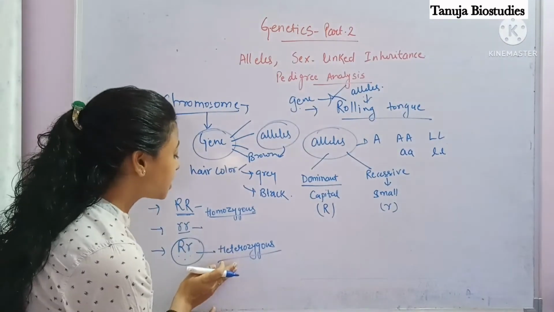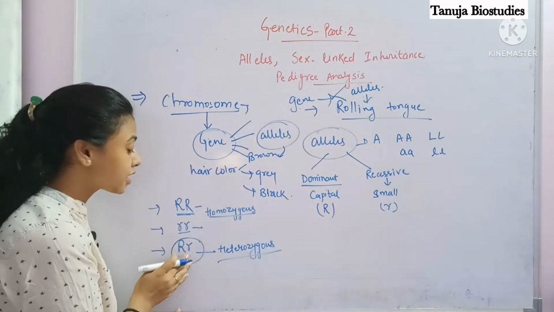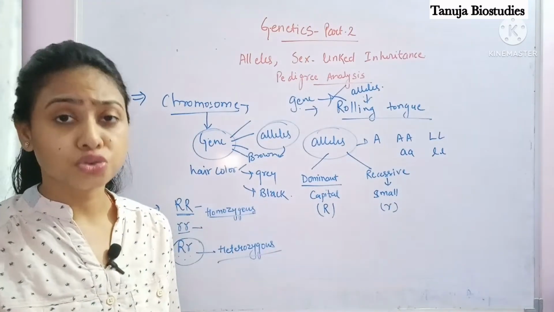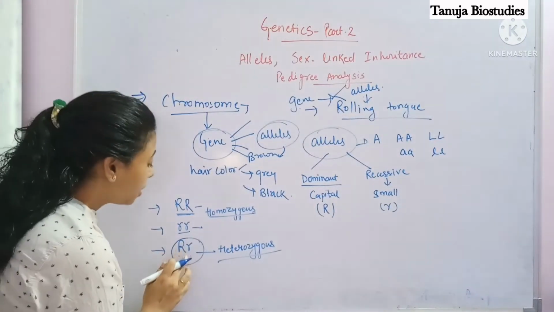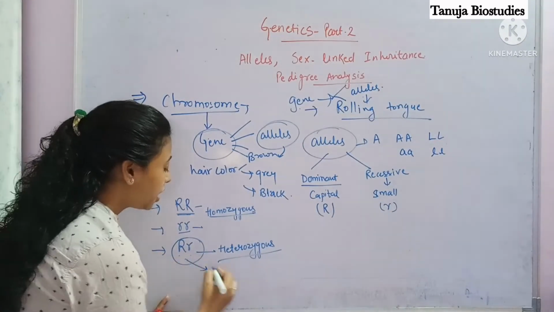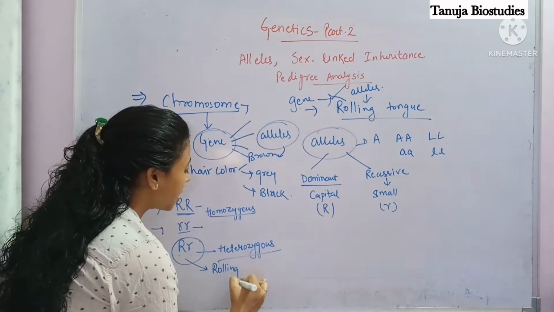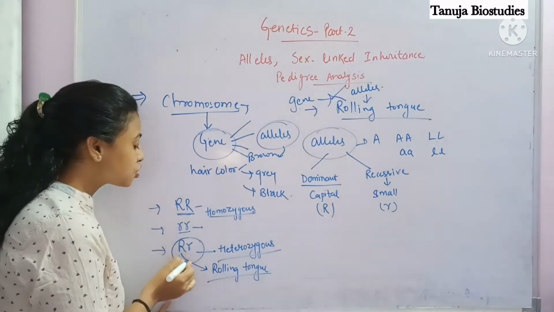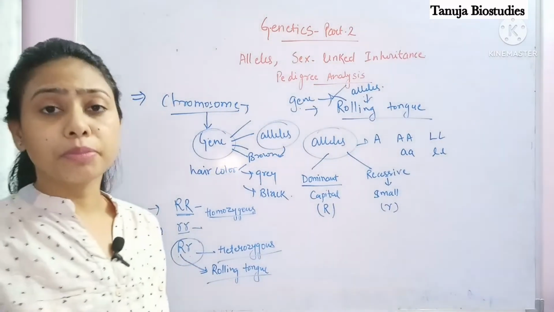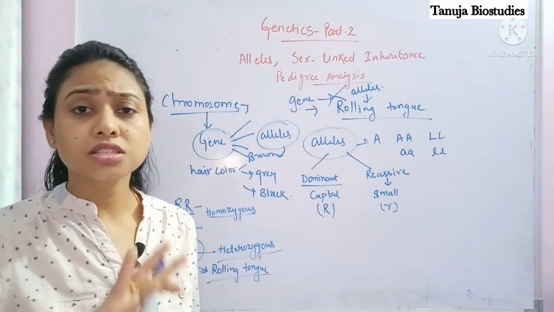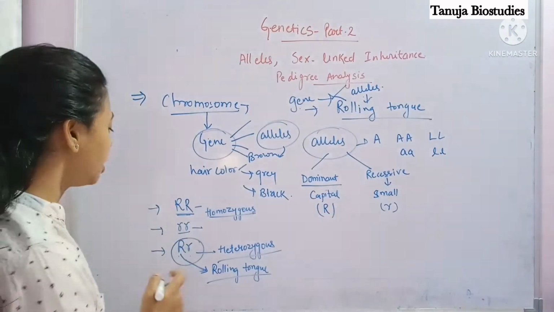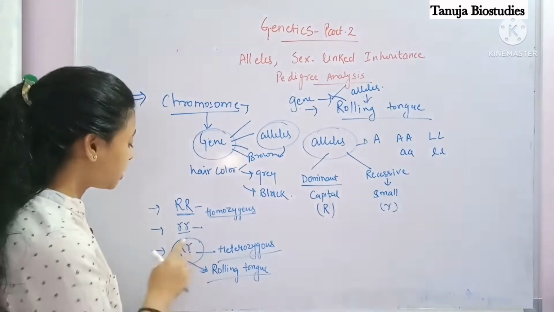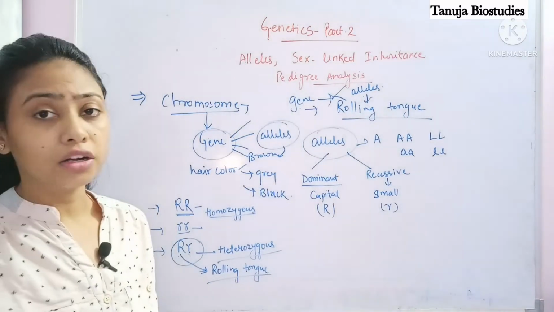So in heterozygous alleles, what happens when they express, when they show their characteristics morphologically? In this kind of individual, they are able to roll their tongue. It means that capital R is showing its phenotype. Phenotype means what? It is a morphological character, okay? But small r is not able to show its characteristics in the presence of capital R, okay?